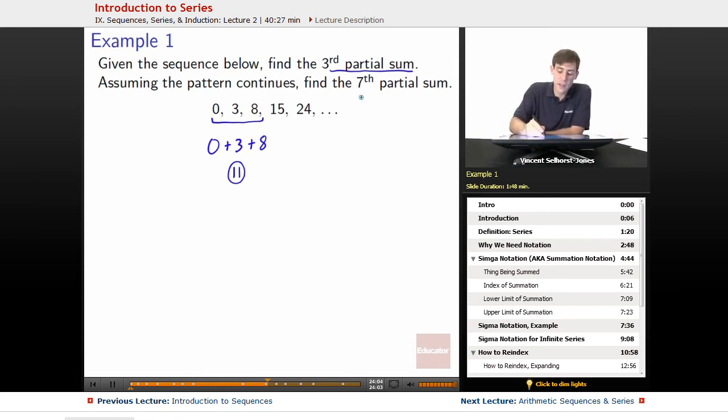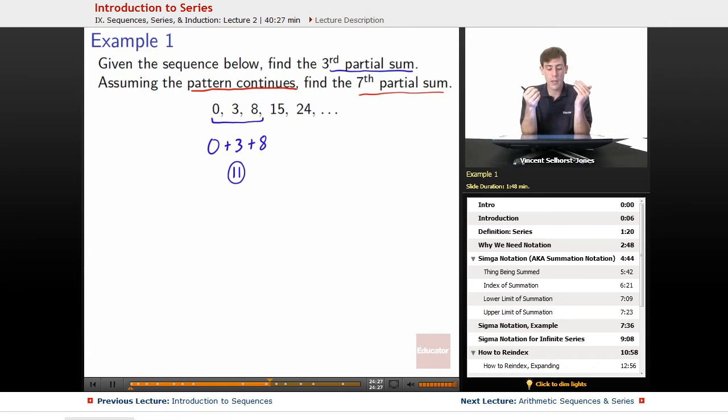Next one, if we're looking for the seventh partial sum, so far we only have 0, 3, 8, 15, 24, so we're going to have to figure out what the pattern continues on to. Our first step is to figure out how this pattern works. We look at this through addition, 0 to 3, 3 to 8, 8 to 15. Well, the addition's changing each time, so we could think in terms of some recursive relationship. That's not really going to make it easier. Multiplication? Multiplication doesn't really work either.